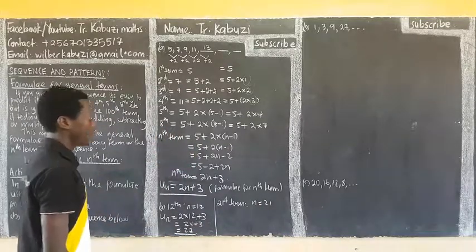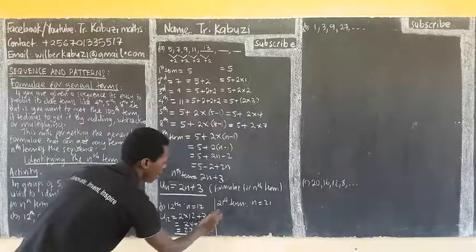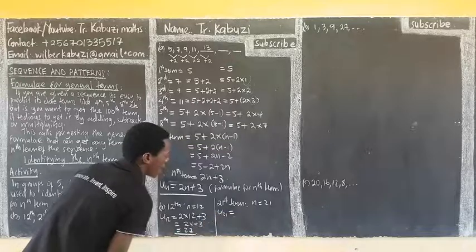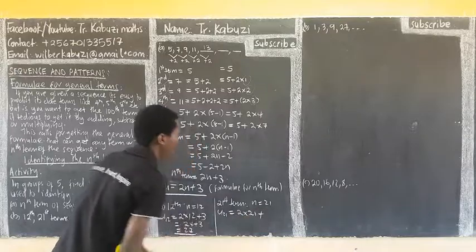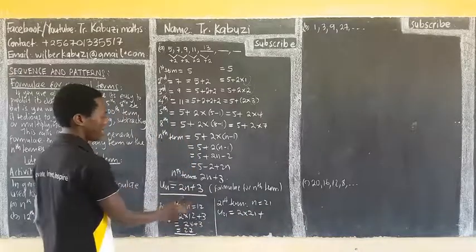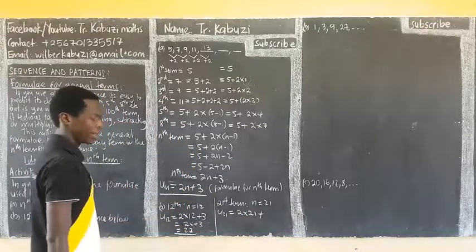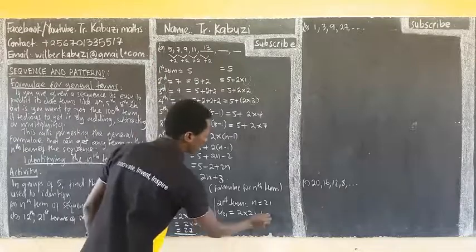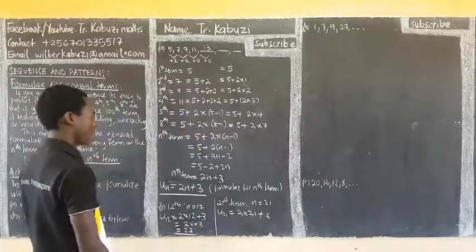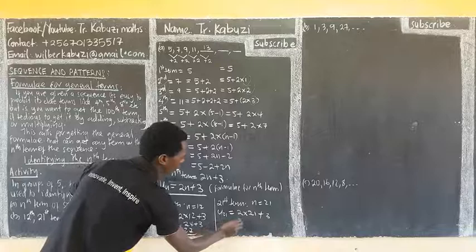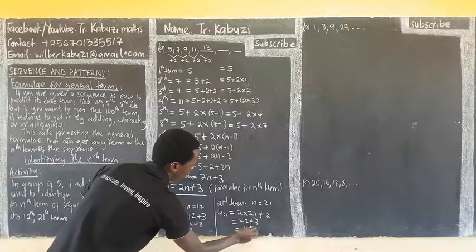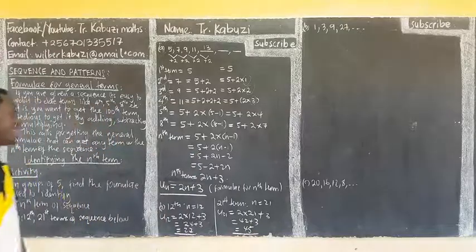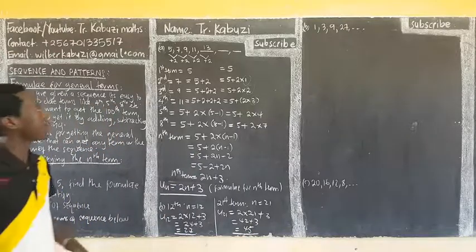Can you put it in the formula? So we have now our u21 as 2 times 21, then plus 3, we are putting in this formula here. Now our n is 21. This would be 42 plus 3, which would be 45. So that's how we use the formula. So that's how we generate the formula.